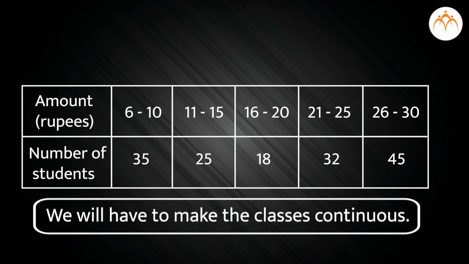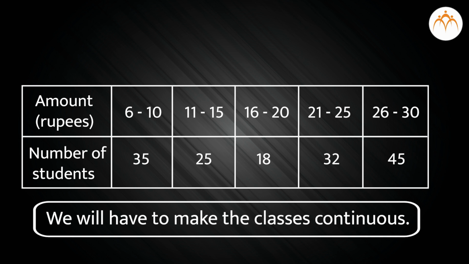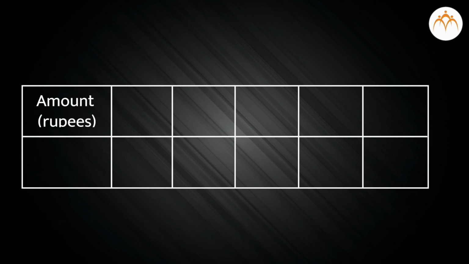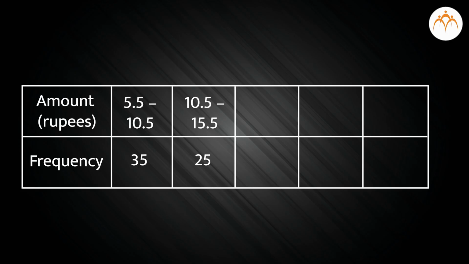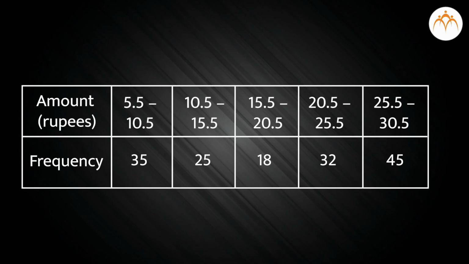Solution. Now here we will have to make the classes continuous. Amount in rupees and frequency. 5.5 to 10.5, 35. 10.5 to 15.5, 25. 15.5 to 20.5, 18. 20.5 to 25.5, 32. 25.5 to 30.5, 45. Show the classes on x-axis and frequency on y-axis.